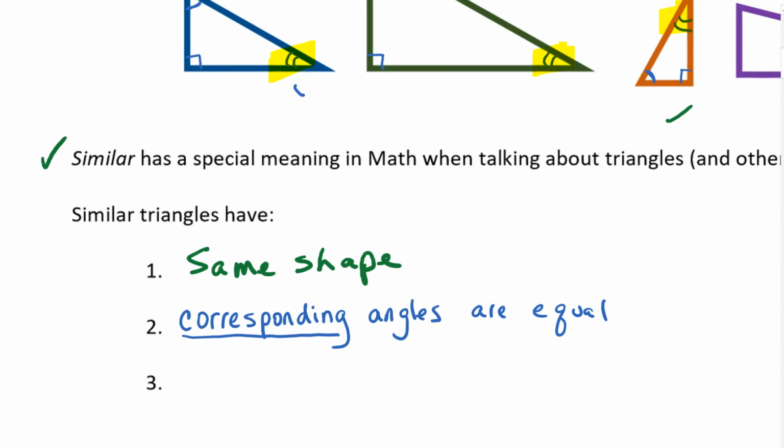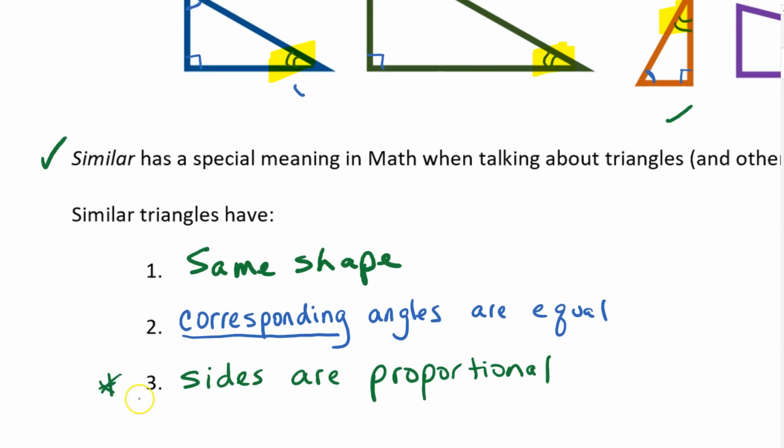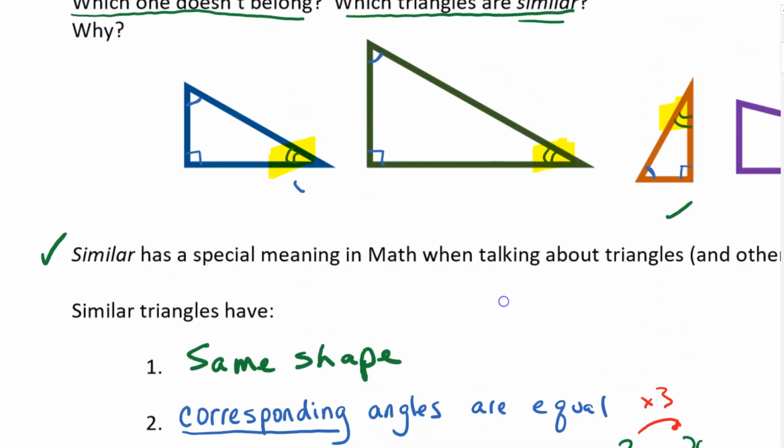The third thing that similar triangles have, beyond having the same shape and having equal corresponding angles, is that the sides are proportional. We're going to talk about that a little later on, but just remember what a proportion was. Say if I had 2 over 4 is equal to something over, I don't know, 12. You might look at that and say, here I've multiplied this times 3, so this side would be 6.